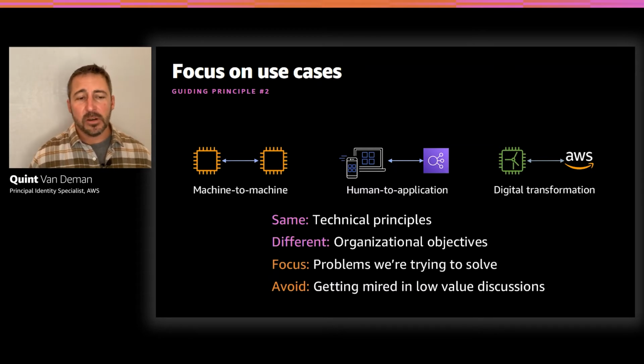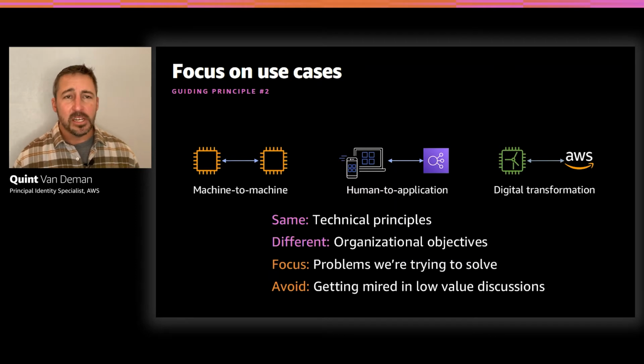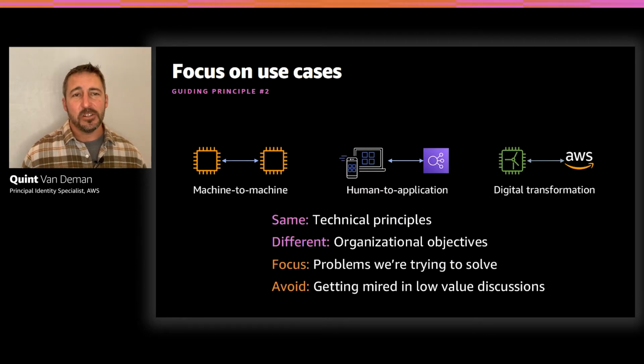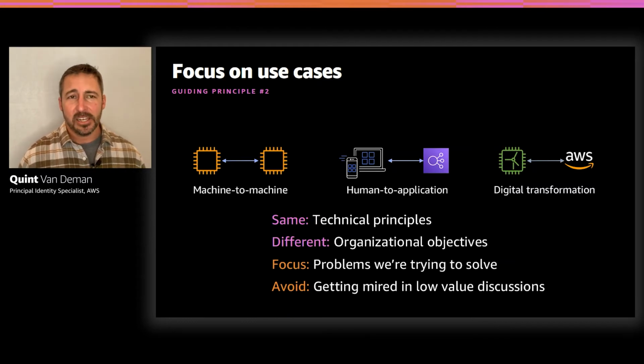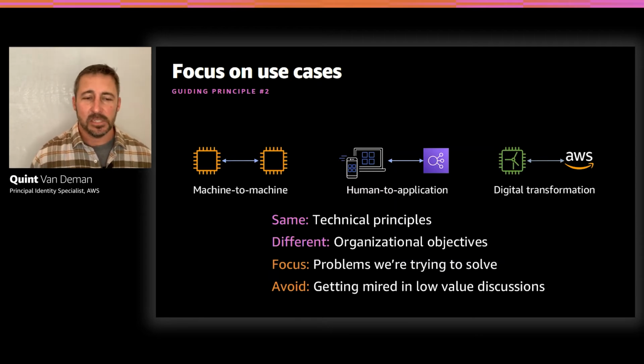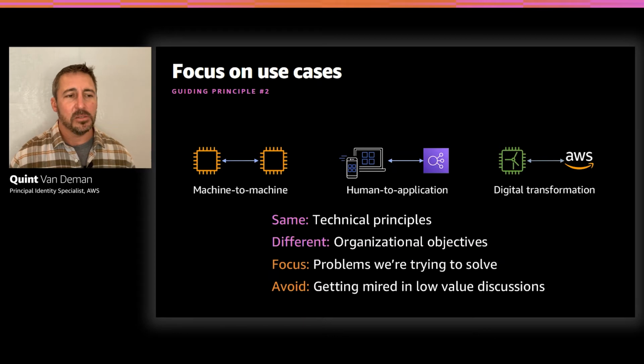When we focus on the problems we're trying to solve and we work backwards, we are able to make meaningful progress against measurable security outcomes, and we avoid getting mired in these low-value discussions of, is this zero trust? Is this zero trust enough? To what degree is that zero trust? Like that just ultimately, it's interesting academic debate, but it's not making meaningful security outcomes. So let's work backwards from use cases.